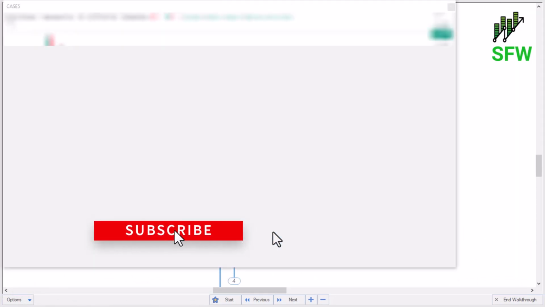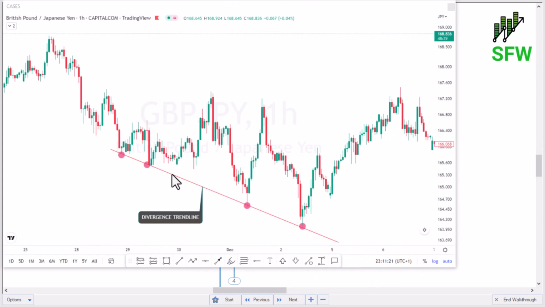And then the last case. Here we have what we call a divergence trend line. When you establish a trend line in a downtrend on lower lows, as you can see, each time price bounces on that trend line, it goes in the opposite direction. Hence we call this type of trend line a divergence trend line. After we establish point 1, point 2, when price came and hit it, it then bounced up. The second time it hit it, it then bounced off.